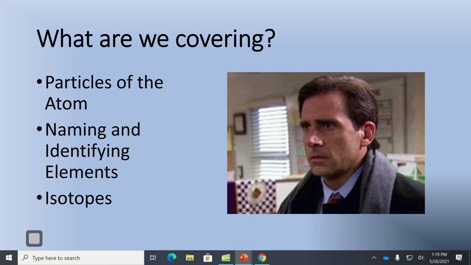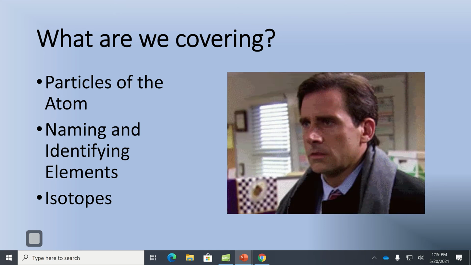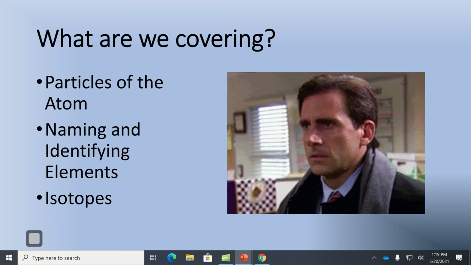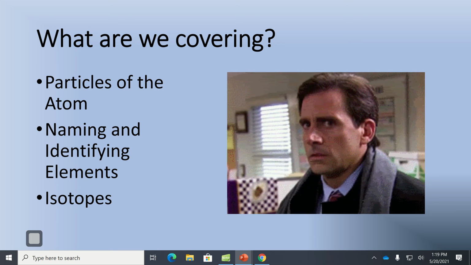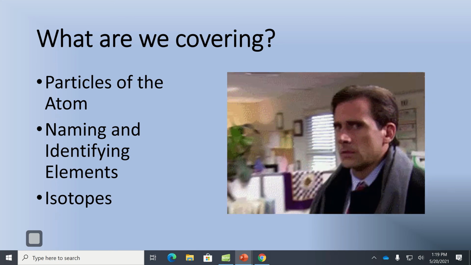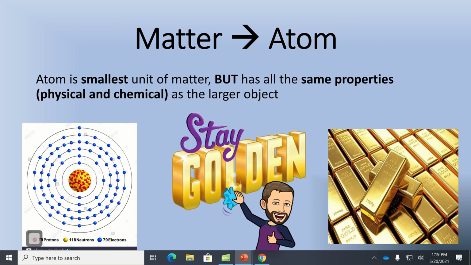Introducing the atom and the structure of the atom today. What we're going to be looking at is basically the particles within the atom, identifying the different parts of the atom and the particles involved and all the properties of those particles. We're going to name and identify elements, and then in a separate video we're going to run into isotopes. Okay? So what is the atom?